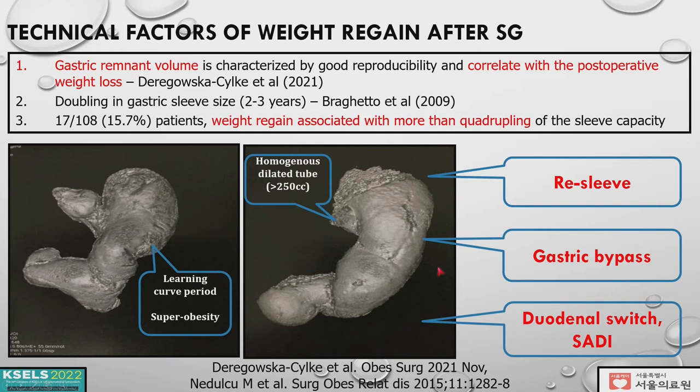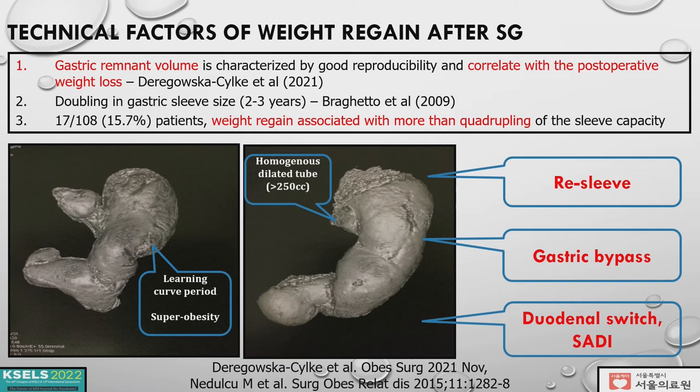You can see that the technical factor for weight regain after the sleeve, the gastric volume, is very important. Gastric volume is relatively correlated with postoperative weight loss. In 2009, Dr. Bregator announced a doubling in gastric size after 2 to 3 years postoperatively.